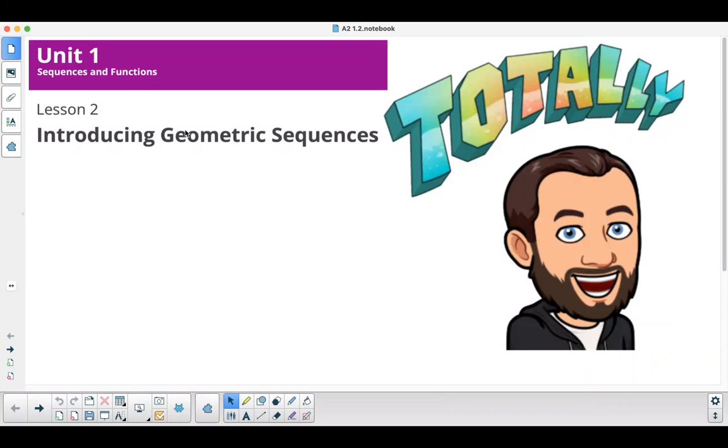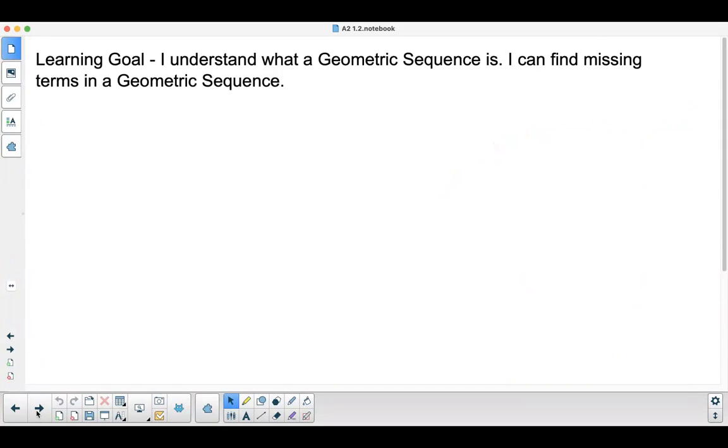Okay, in this lesson, we're going to learn what a geometric sequence is. This is lesson 1.2 of Illustrative Math, called Introducing Geometric Sequences. So our goal today is: I understand what a geometric sequence is, and I can find missing terms in a geometric sequence. Obviously, the word you're probably looking at is geometric sequence. Okay, we're going to learn what that is.